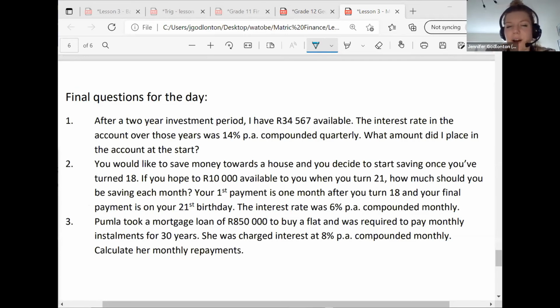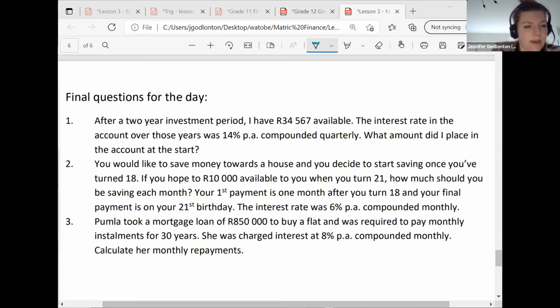Okay, I'm not going to go through the answer, but for question 1, can I get an idea? If you don't feel comfortable unmuting, can you let me know in the chat which formula should I use for question 1? Should I use future value? Should I use present value? Should I use simple interest? Should I use compound interest? Should I use depreciation?